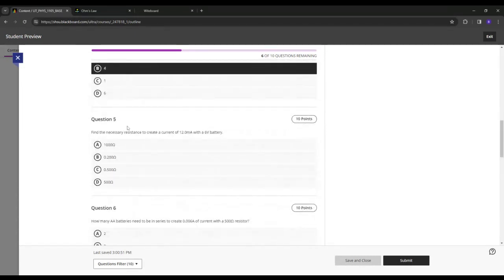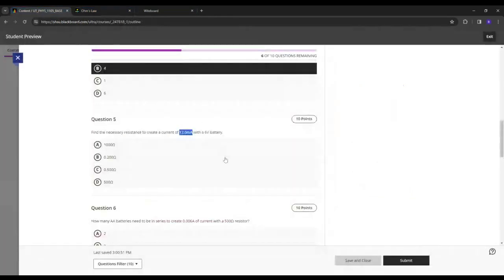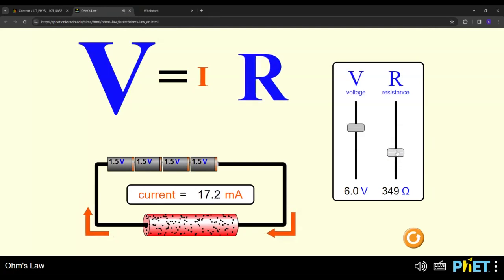Okay, so we want to find the resistance that's going to make 12.0 milliamps. So that is measured in milliamps, just like this is. I want only 12 though, and right now the way this is set, I have 30. So if I want my current to come down, remember I need it to be harder for the electricity to flow, so I need more resistance.